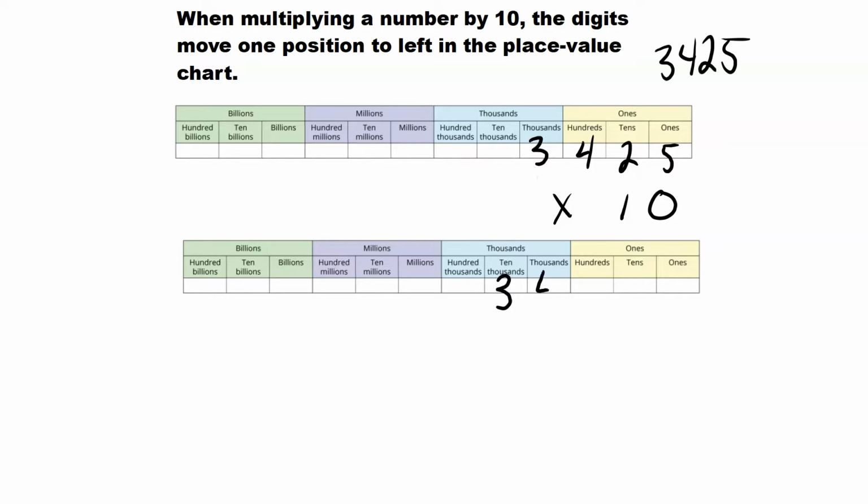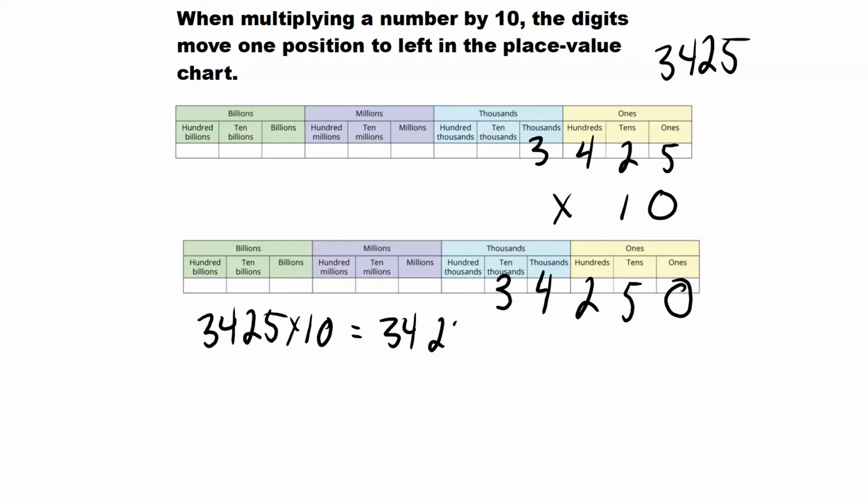Similarly, the 4 follows along. Now 4 hundreds becomes 4 thousands when it's multiplied by 10. 2 tens becomes 2 hundreds. 5 ones become 5 tens. And since there were no ones over here, we have 0 ones. So no shock that 3,425 times 10 is equal to 34,250. Now let's just look at that again without doing the place value chart.